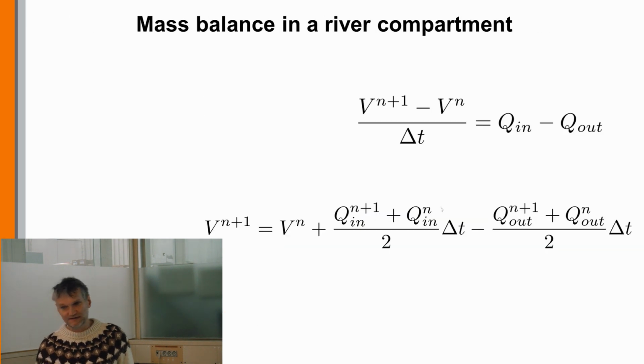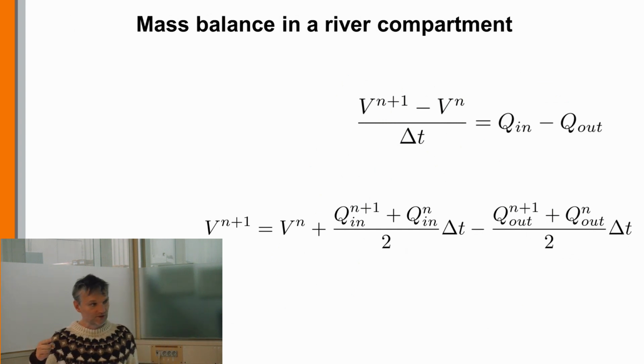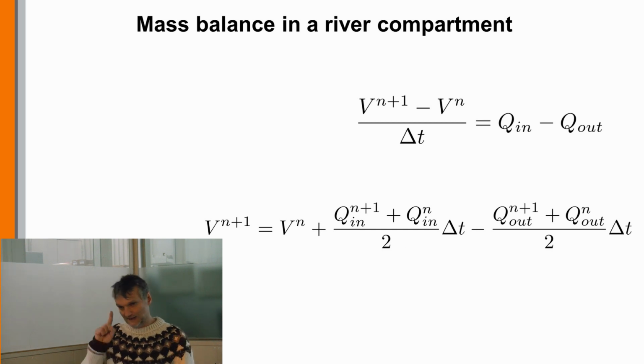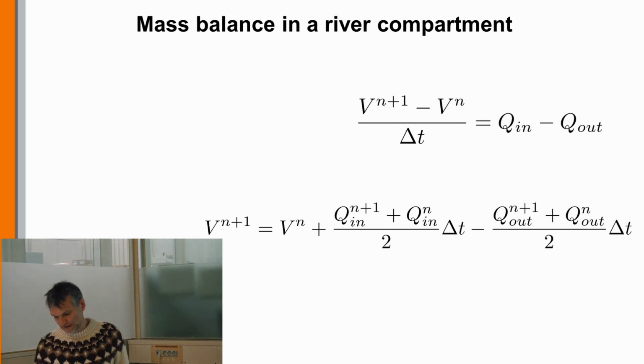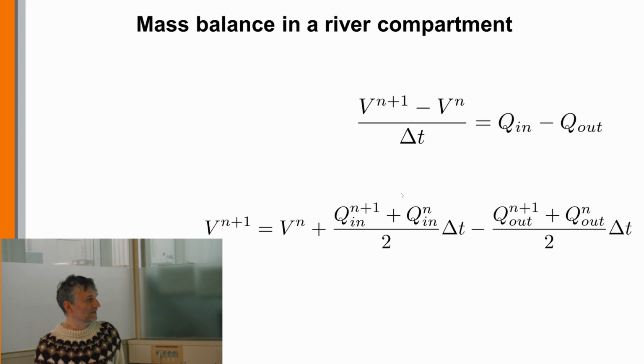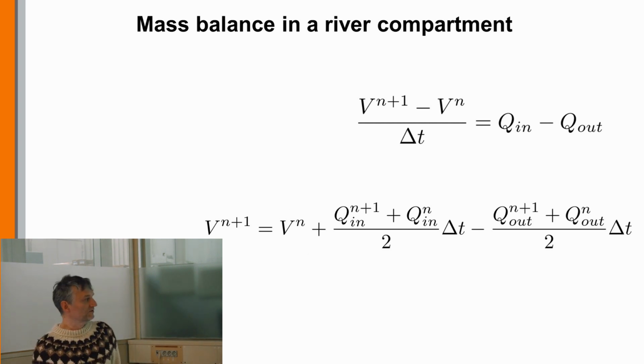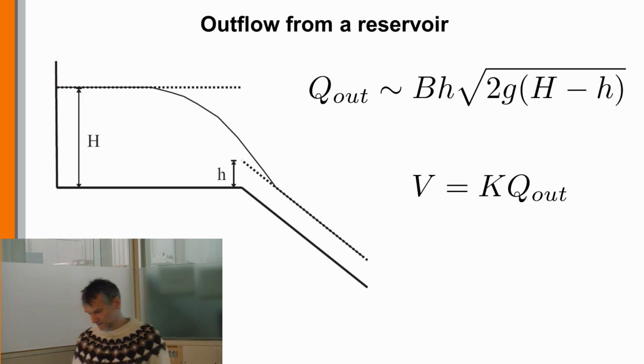We want to predict discharges, discharges in a downstream cross-section at a later time. Here I have water levels, but the discharges look more or less the same. So we want to calculate discharges. What the Muskingum method is now doing is replacing the volume of a river compartment with something which depends on the discharge.